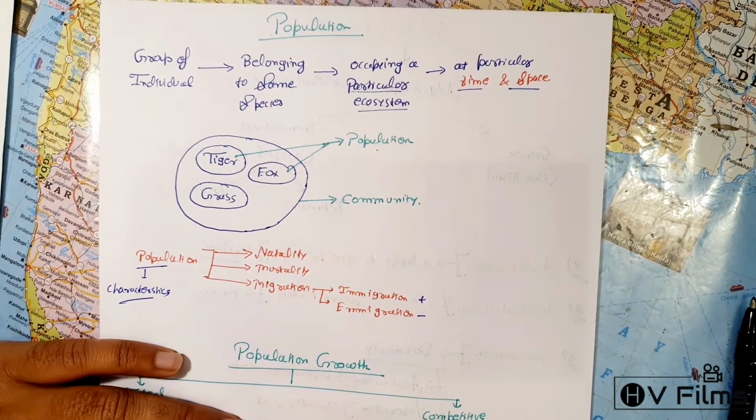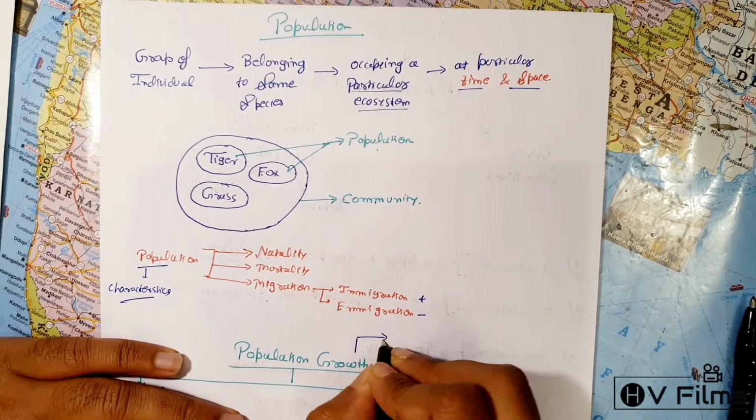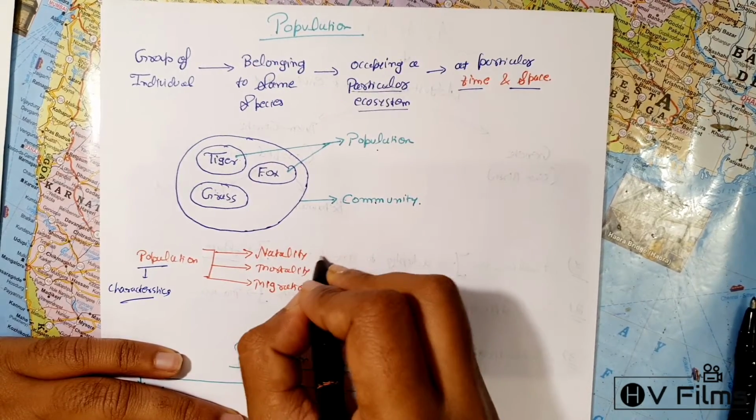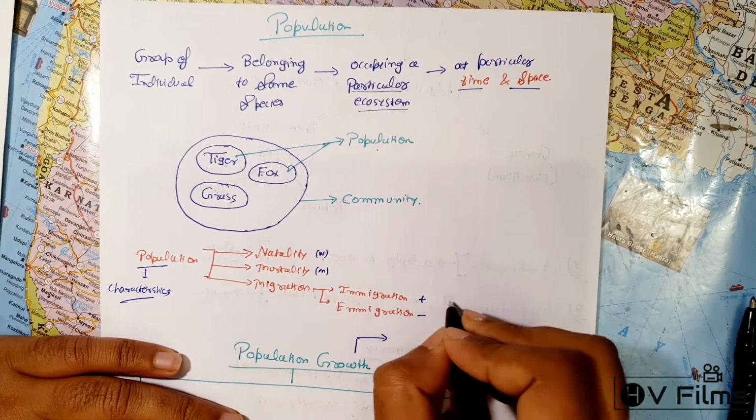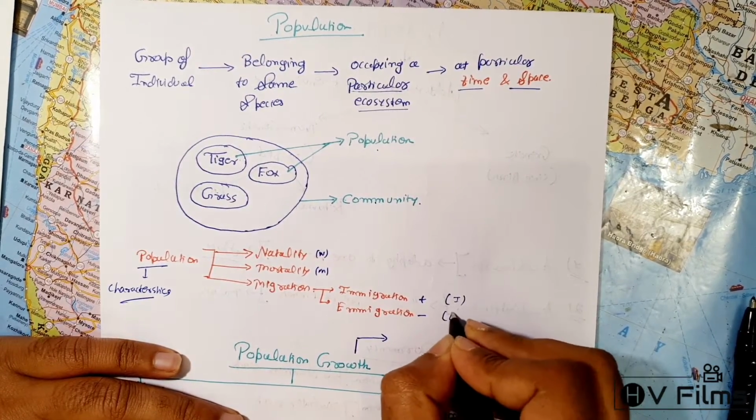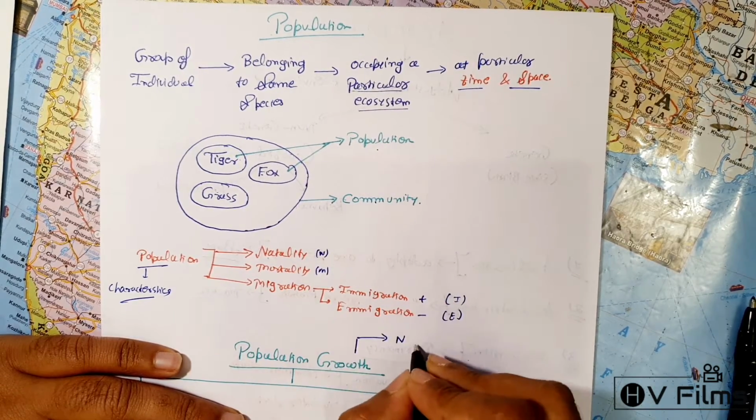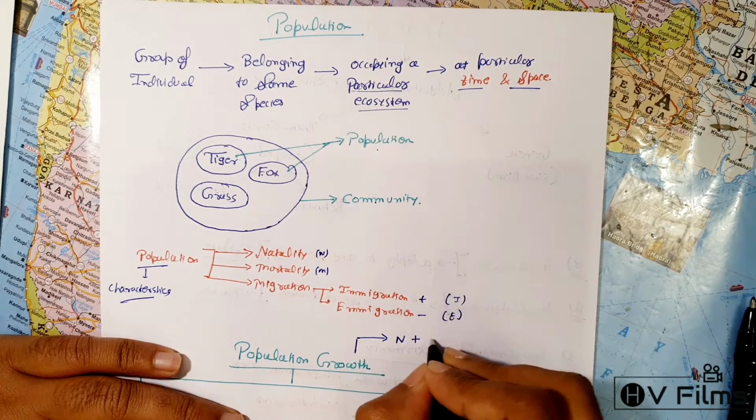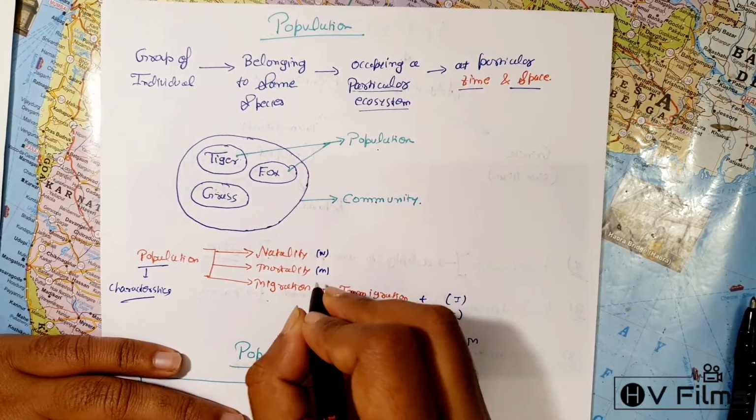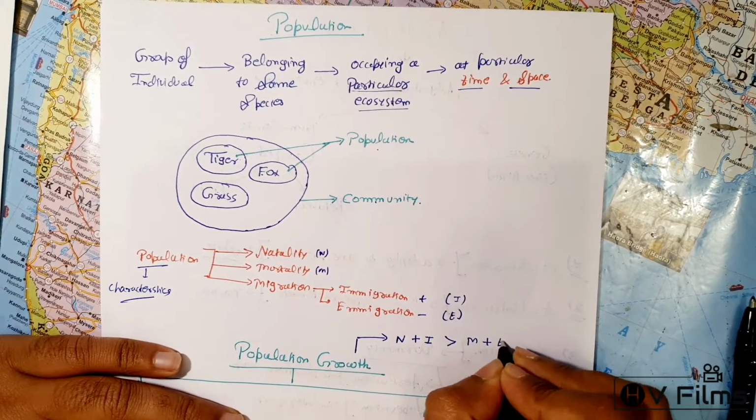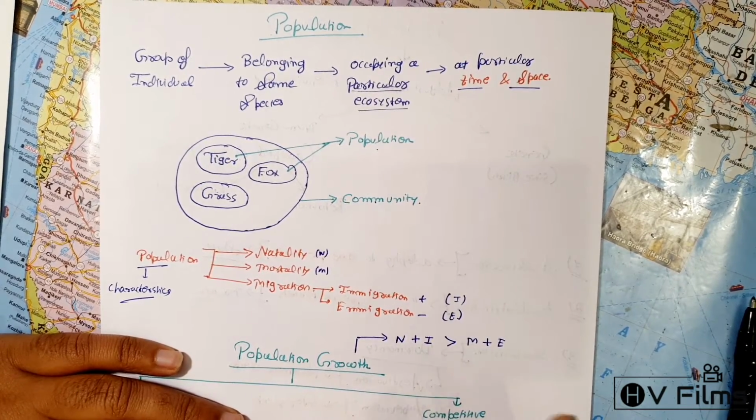Now when we say population growth here, if this is N, this is M, this is I, and this is E, then we can say that the population growth is N, natality, plus I, that is the immigration, it must be greater than M, that is mortality, plus E, that is emigration. So this is how the population growth can be defined in very layman and easy terms.